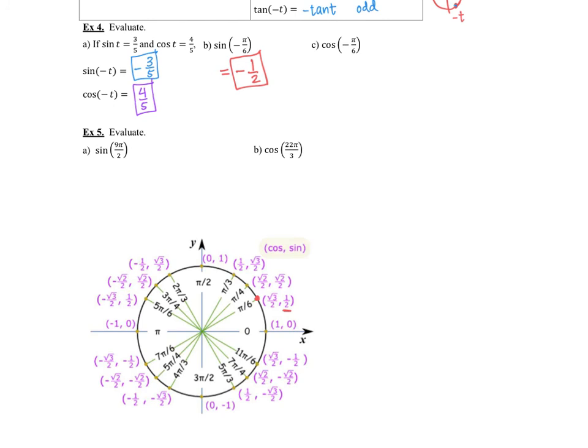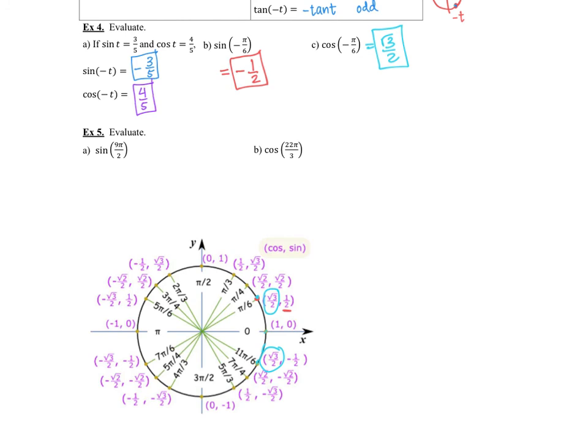Okay, so if I want the cosine of negative pi over 6, now because it's even, I know that it should be the same as the cosine of pi over 6. So if I look at pi over 6, I can see the cosine is √3/2. Okay, so that's one way to find the cosine at negative pi over 6. But again, I could also start here and go to negative pi over 6 down here and then look at the x value there. And it is the same. It's just giving you some different options.